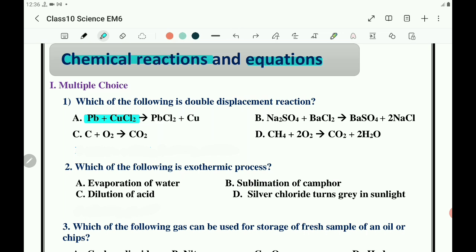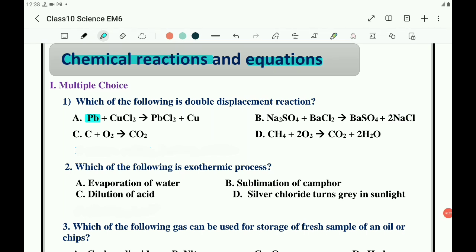Here, the more reactive metal Pb replaces copper from the copper chloride and you will get PbCl2 and the replaced copper comes as an element. And the second one here, Na2SO4 plus BaCl2 gives BaSO4 plus 2NaCl.